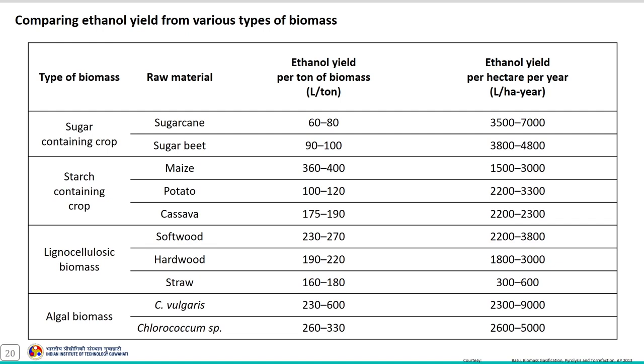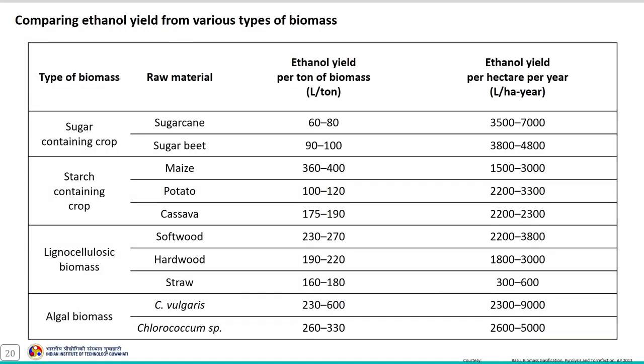After learning about the ethanol production from various biomass sources, that is edible source and non-edible source, let us compare the ethanol production from these different biomass sources. If you look at this table, it depicts the different types of biomass which can be used to produce ethanol, which includes raw materials such as sugar cane, sugar beet, that is sugar crop, starchy crop, that is maize, potato, cassava. Lignocellulosic biomass includes softwood, hardwood, straw and algal biomass.